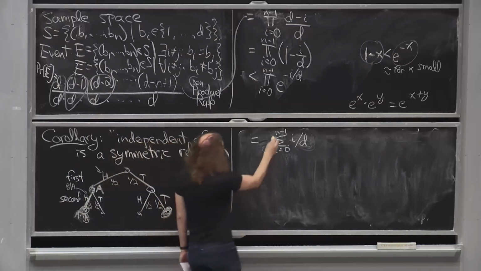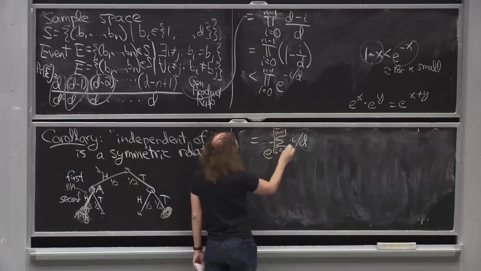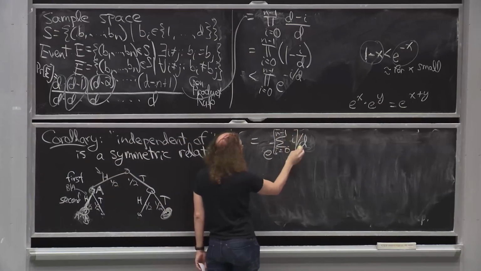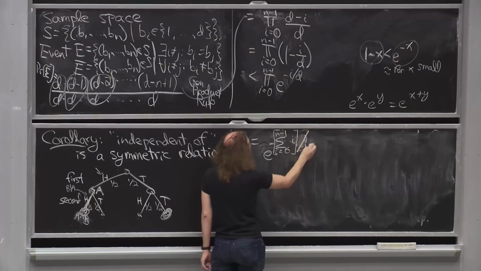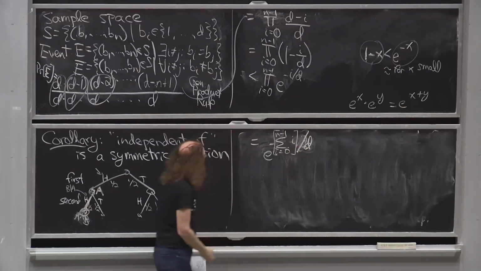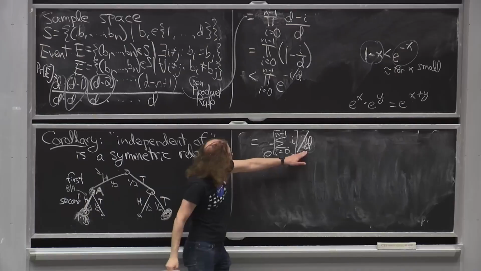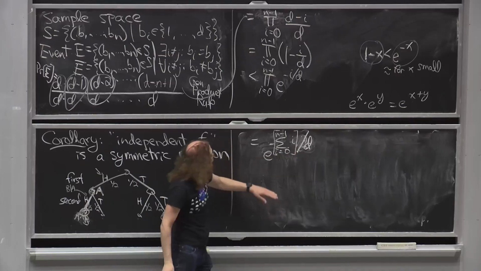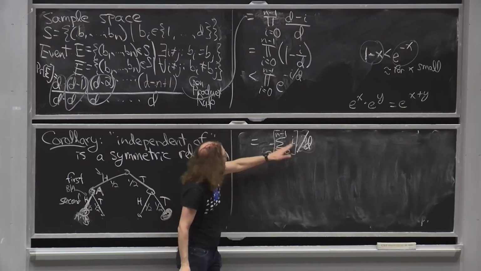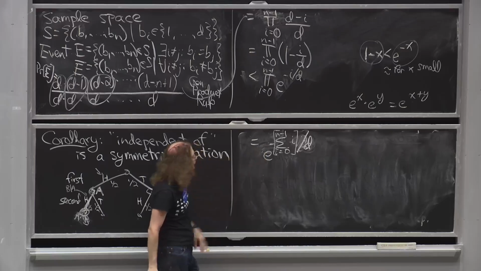And I can parenthesize like this over d, because this d does not depend on I. So the sum of I over d is the same as the sum of I all over d. I've still got this minus out front.